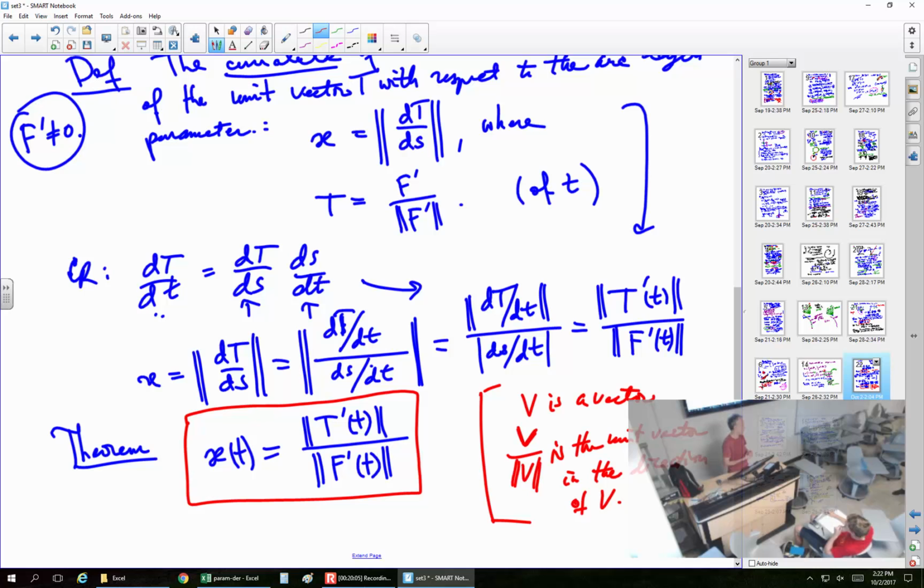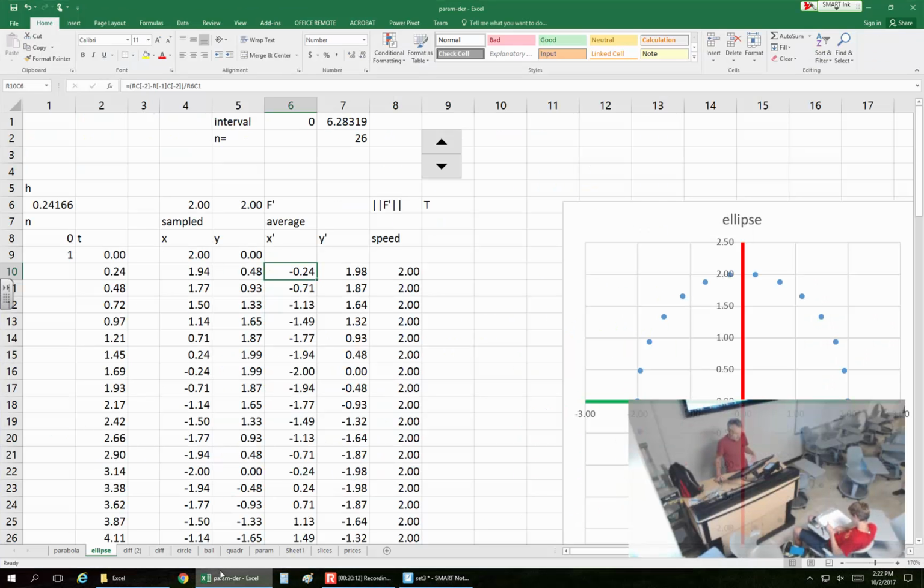Component-wise, we divide each of the components by that number. Right here we have our x prime, y prime, so this is the component. What do I divide by? By the speed, right? The speed is the magnitude of the velocity, so to get the unit vector of this, I divide this by that. Each of these components is divided by, well, it happens to be 2, but that doesn't matter, it will work for anything, and that will give me the unit vector.